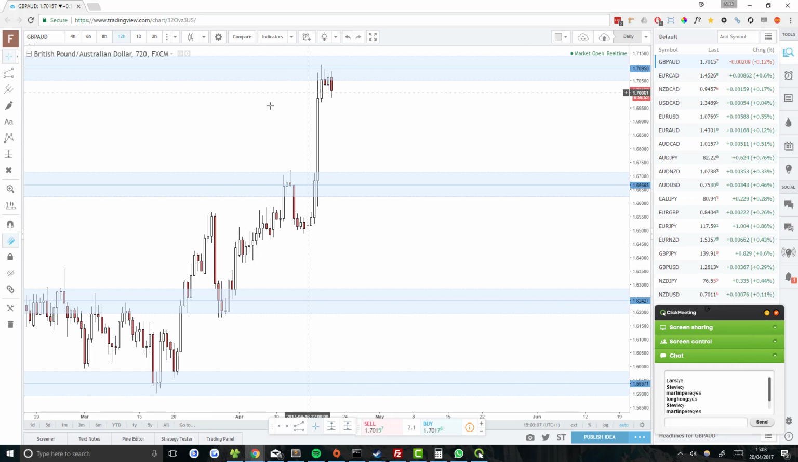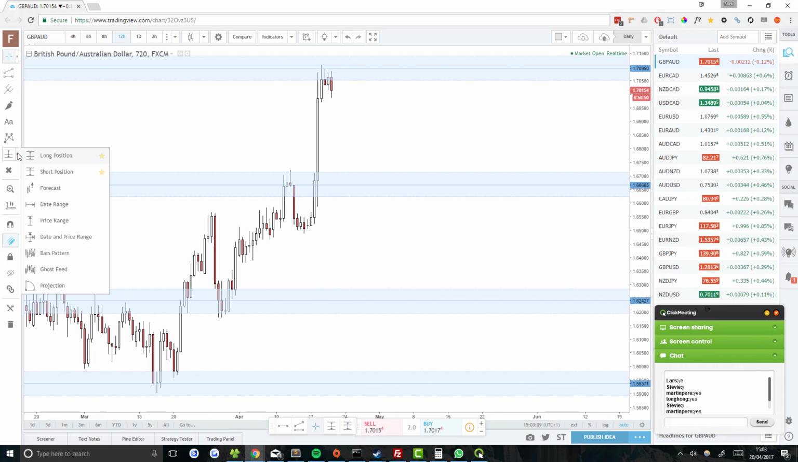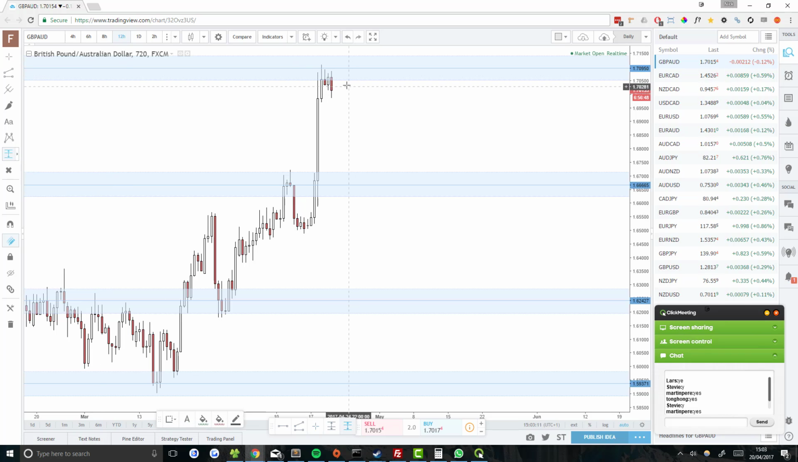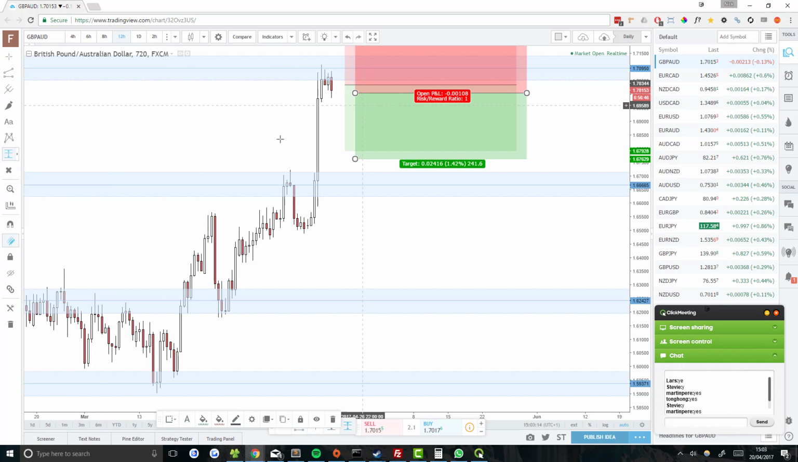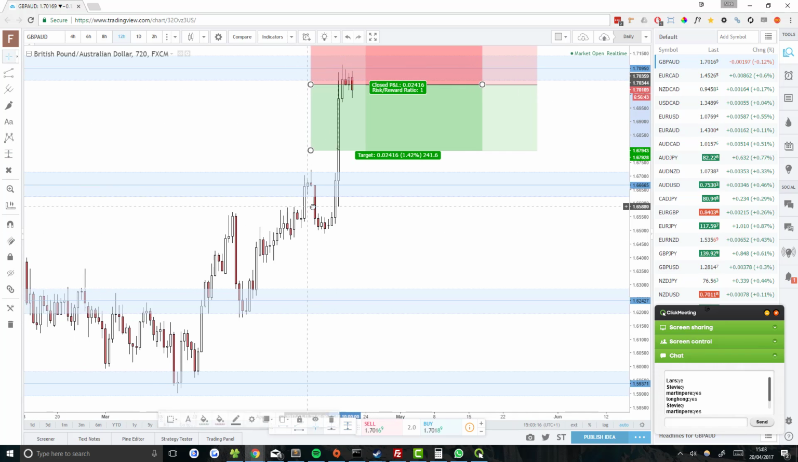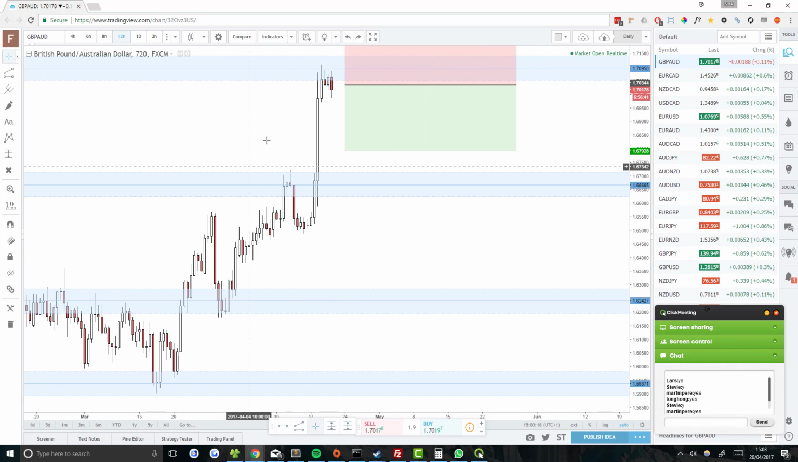So this trade was pretty straightforward. I entered with reduced risk on this one, just because it is GBP, and why is it doing that?